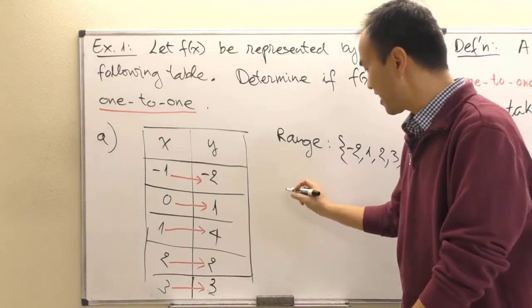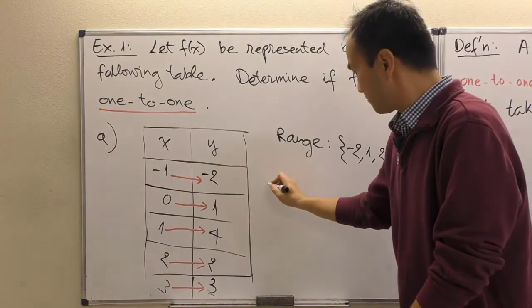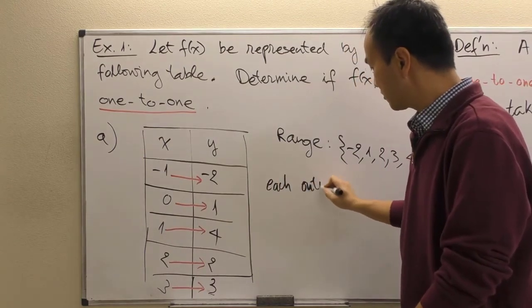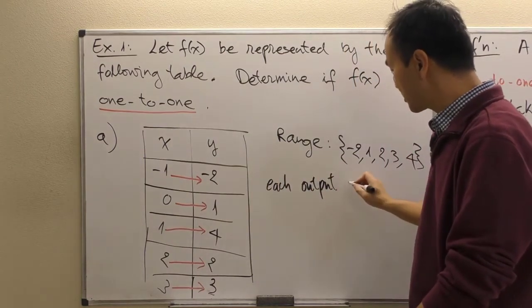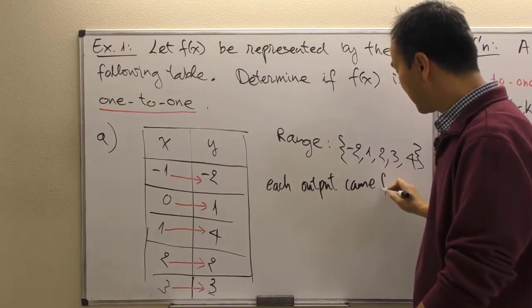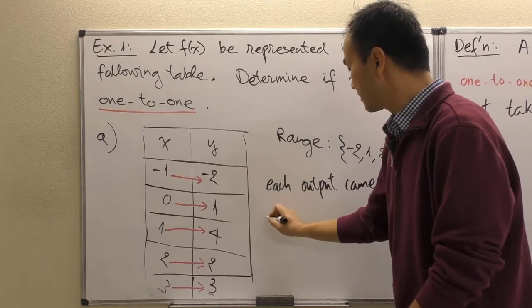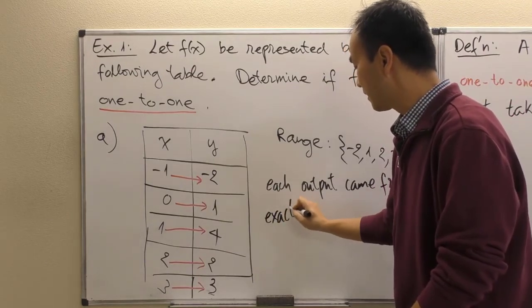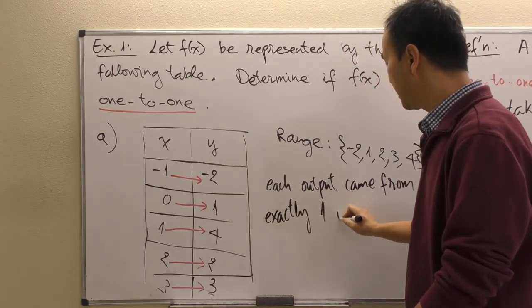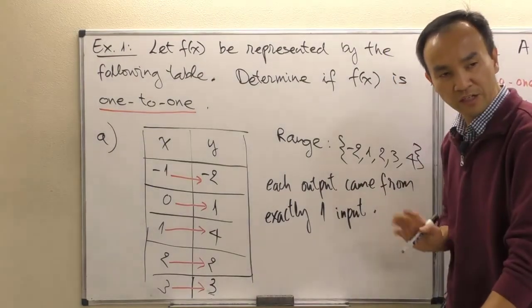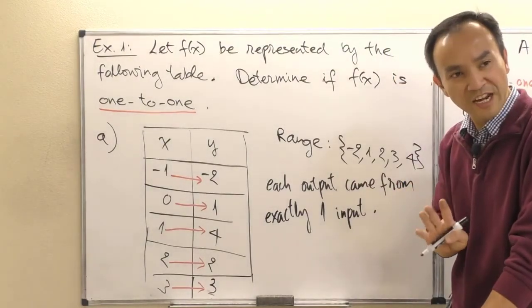So I can just say, so here I'm firm that each output, this is another way of saying it, each output came from exactly one input. Okay, that's one way of saying that. That's one way of making your observation or stating your observation.